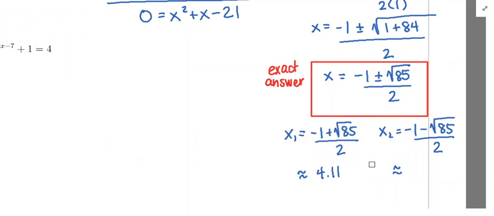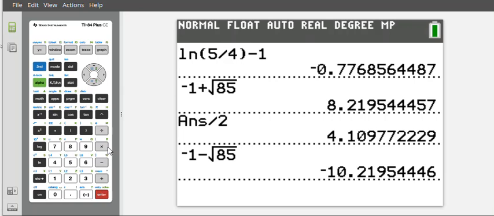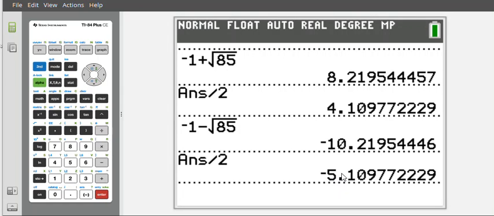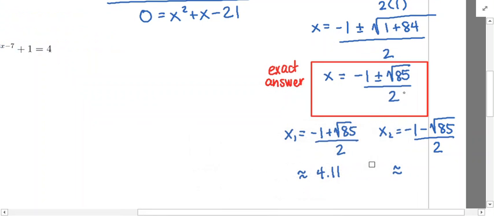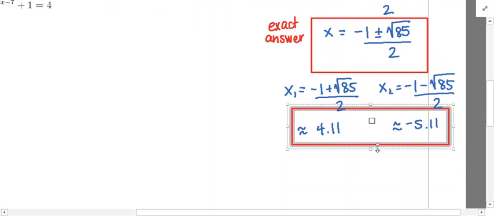Then we'll get the other one by taking the minus sign in the middle. We'll do negative 1 minus the square root of 85, divide that by 2, and we're going to get about negative 5.11. So those are the decimal approximations, if you were interested in those. All right, so those were some crazy answers. When you're doing these exponential and logarithmic equations, you can definitely end up with some crazy answers.